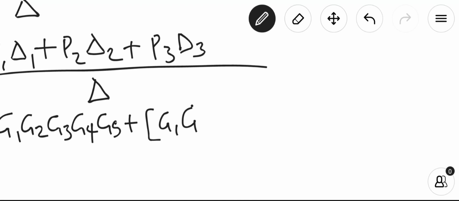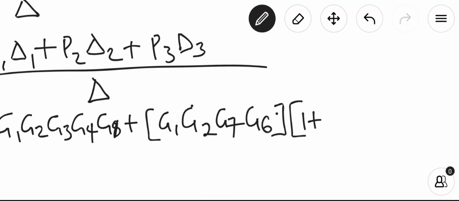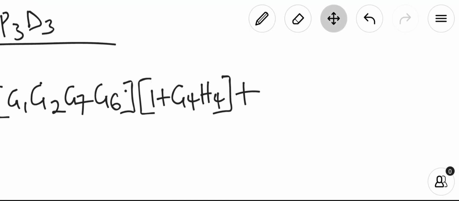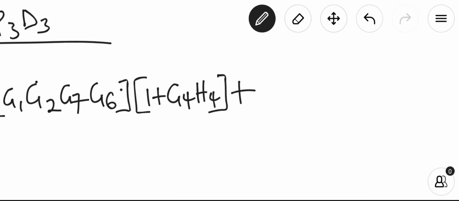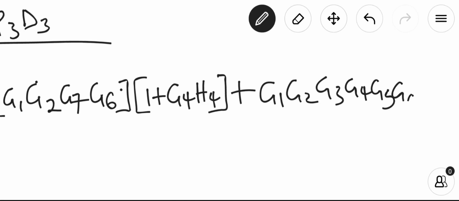This G8, oh sorry, this G8. Yeah, that's G8. So G1, G2, G7 and G6, times 1 plus G4 H4, plus G1, G2, G3, G4, G5 and G6.